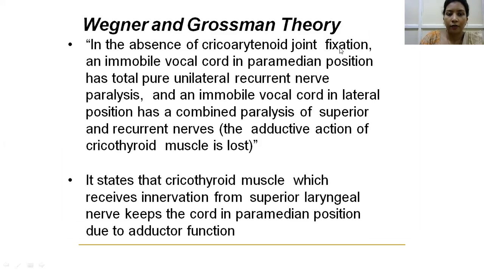So in the absence of this joint fixation, an immobile vocal cord present in a paramedian position means that there is a pure unilateral recurrent laryngeal nerve paralysis. Yes, and an immobile vocal cord in the lateral position, that is cadaveric or beyond, mostly cadaveric, has a combined paralysis of both the superior and recurrent laryngeal nerves. So in the first case, the adductive action of the cricothyroid muscle is present, whereas when it is more lateral, it is both the nerves because the adductive action of the cricothyroid muscle is lost. So this is the Wegener-Grossman's theory. This is a very common 2 marks question.